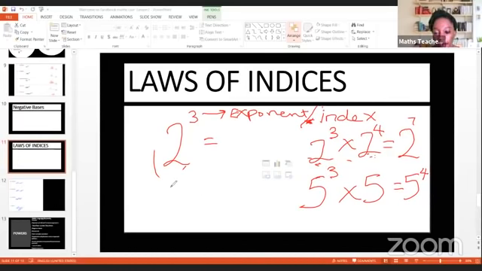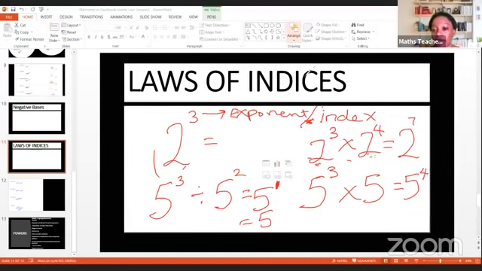If I have 5 cubed divided by 5 to the power 2, guys, when you're dividing, you need to take away the powers. When you're adding, you add the powers. When you're dividing, you take away the powers. So that is 5 to the power 1, which is the same thing as 5. Sorry, that's a 1. Because 3 take away 2 is 1. So 5 to the power 1 is the same thing as 5.